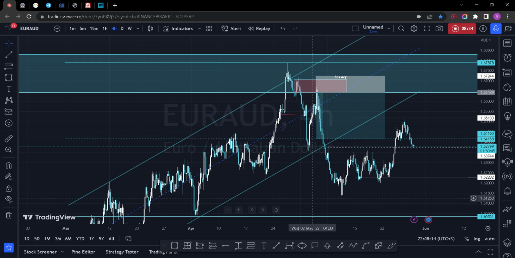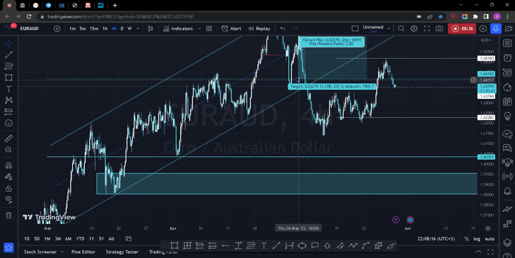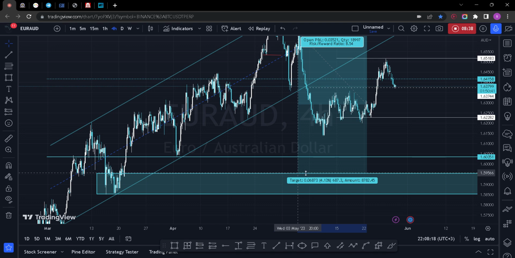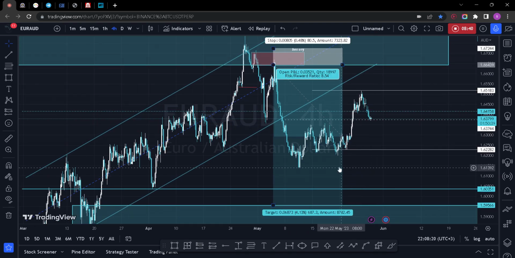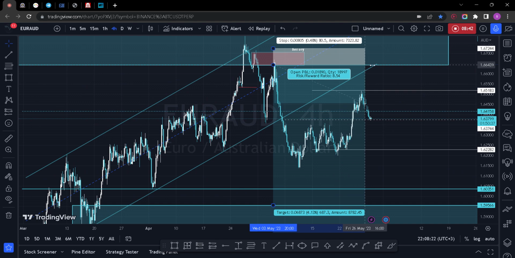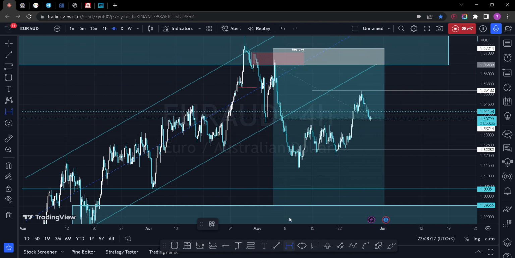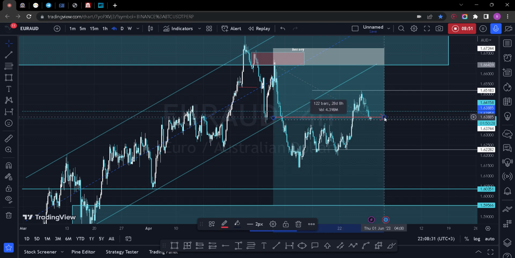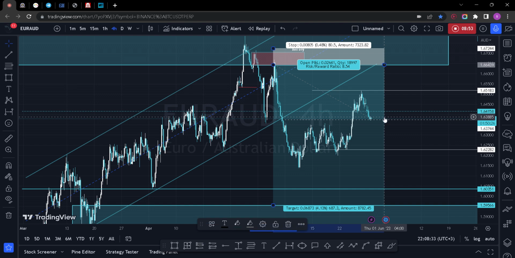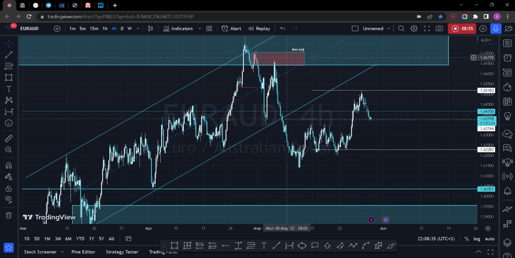So my ideal entry would have been there, and my target would have been right here. So I would be in the trade right now. It requires a lot of patience because that would have been how long? Let's see. That would have been 28 days. Not bad if you're trading with size. So that would have been the ideal entry.